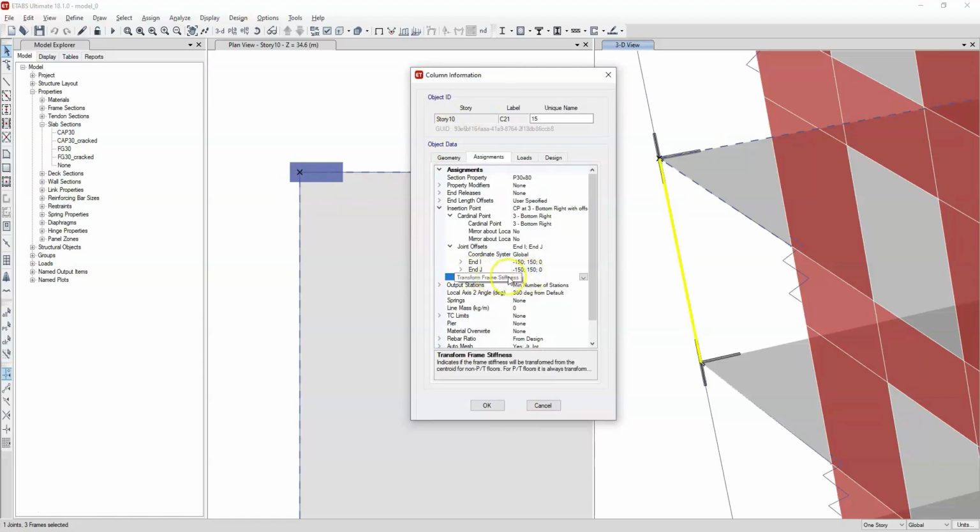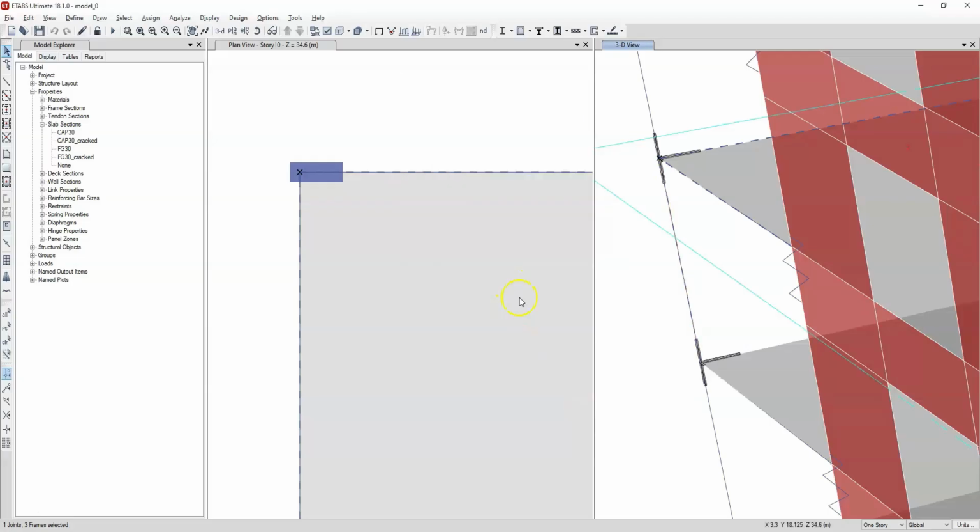This influence is not only graphical and geometric, but it also affects the way the stiffness matrix is assembled at these joints. Therefore, this is an important choice we made in this model.